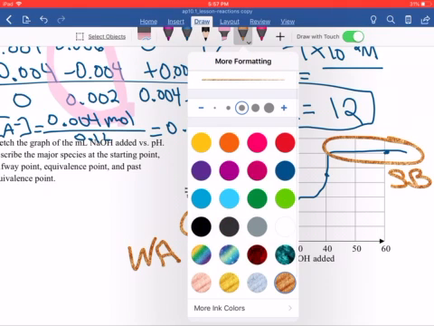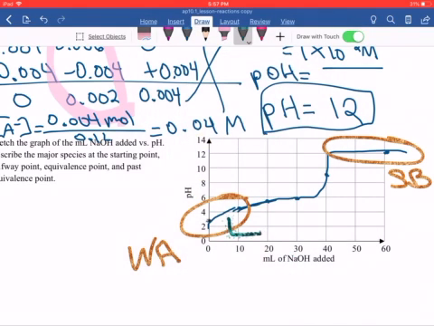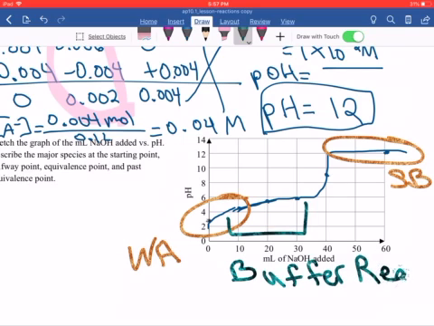This part right here is your buffer region. Right, and so that part right there, the buffer region, it just resists the change in pH. Specifically, the midpoint right here, where the concentration of acetic acid and the concentration of acetate were equal to each other, that is your halfway point. So this right here is called your halfway point.